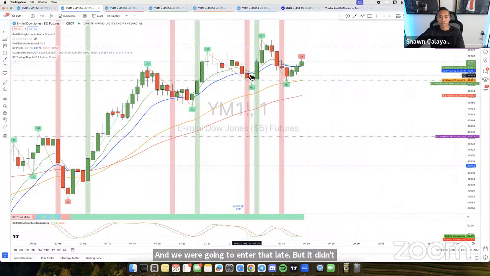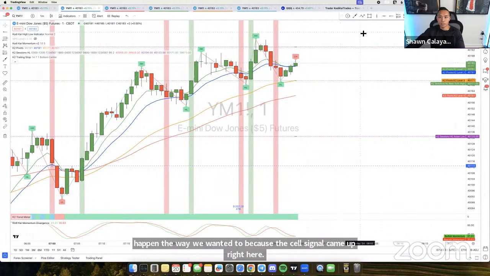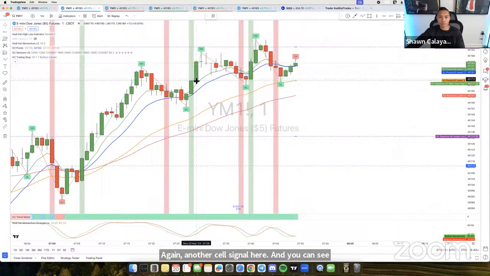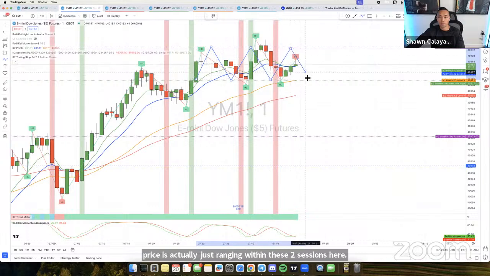the sell signal came up right here. Again, another sell signal here. And you can see that price is actually just ranging within these two sessions here. It's ranging between the Asia high and New York high down below.